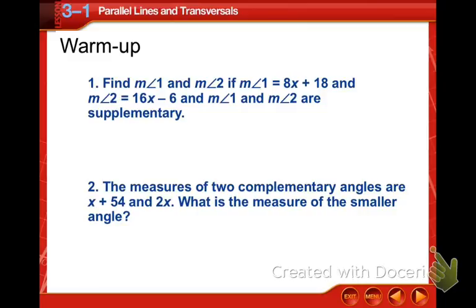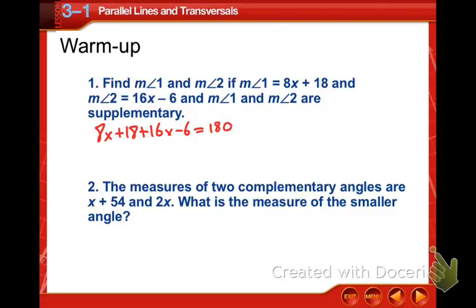So here we need to find the measure of angle 1 and the measure of angle 2. The measure of angle 1 is 8x plus 18, and the measure of angle 2 is 16x minus 6. And we know they are supplementary. So supplementary means they add to be 180, so we can add these two expressions together, 8x plus 18 plus 16x minus 6, all of which is equal to 180.